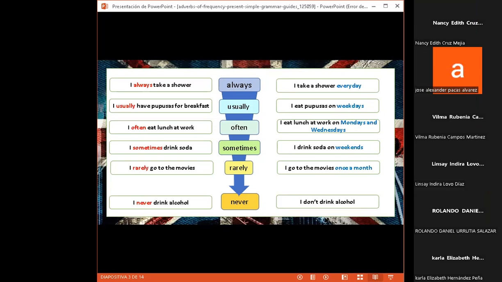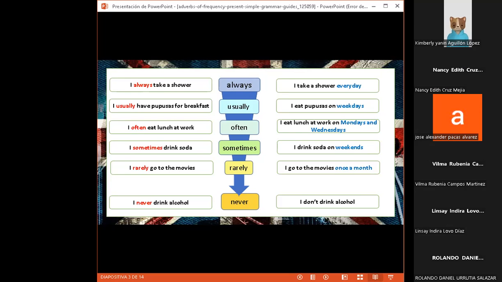Right? There you have. Now, if you notice, you have to pay attention to the position of the words. Always, usually, often, sometimes, rarely, and never. Check the position. You have the subject, the adverb, and then the verb. So the position is in the middle: subject, adverb of frequency, verb.